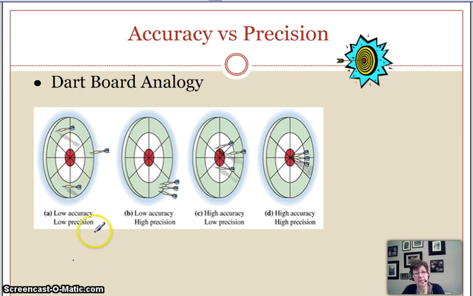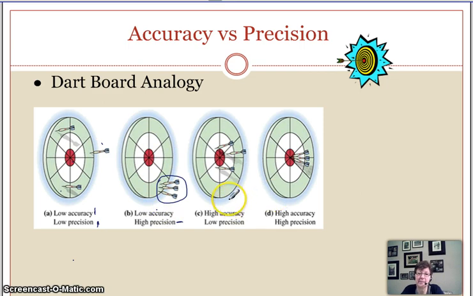So in the first example, there's 3 sets of darts that were thrown. They didn't hit close to each other, and they also did not hit in the bullseye. So they have low accuracy because they didn't make the accepted value, and they have low precision because they aren't close to each other. In the second example, here they did land close to each other. So we would call that high precision, but because they didn't land in the bullseye, they have low accuracy.